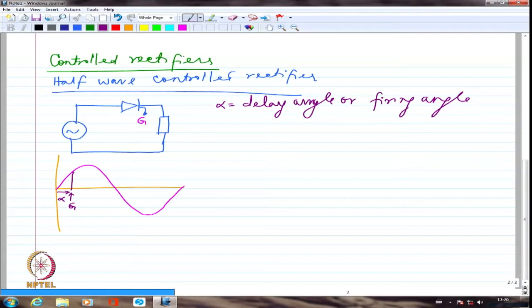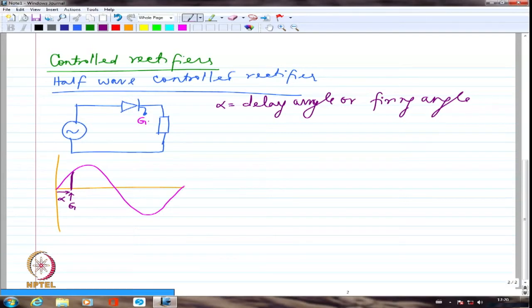I am essentially planning to make this device conduct not from 0 degrees but beyond 0 degrees. So, I will give the firing pulse only at a later time than 0 degree. If I give it at 0 degree, it would have started conducting right here, and there will not be any difference between a diode and an SCR. But if I delay the conduction, obviously it is not going to start conducting at this point because I have not opened up the gate. So, it will start conducting only from this point.